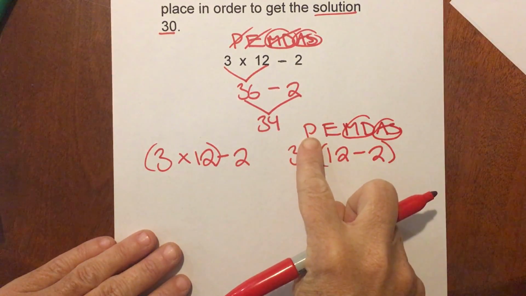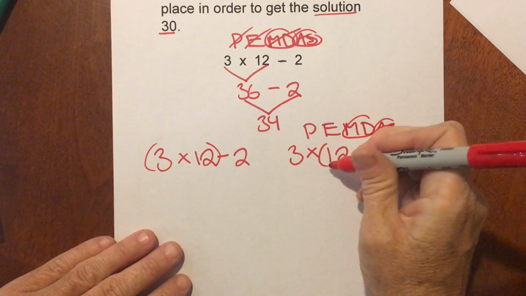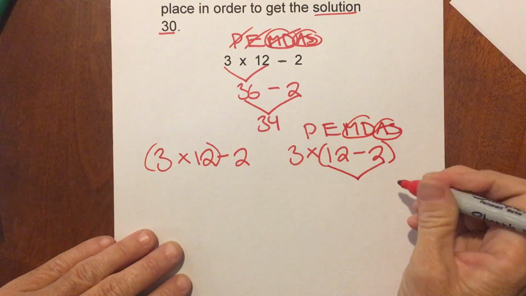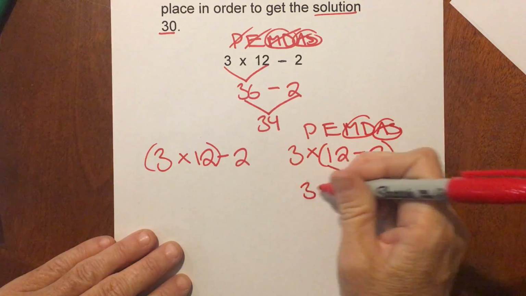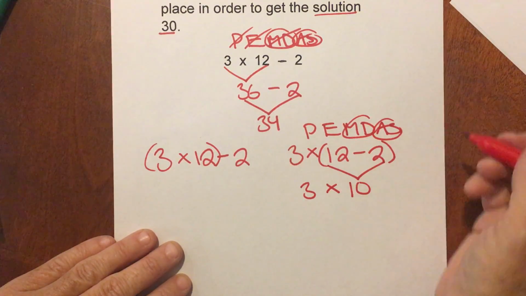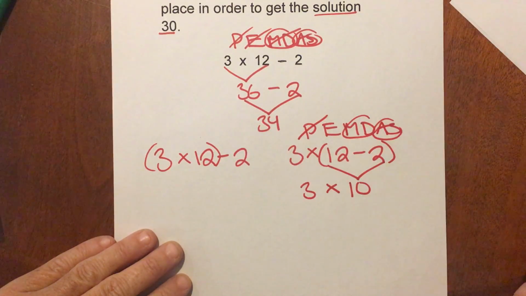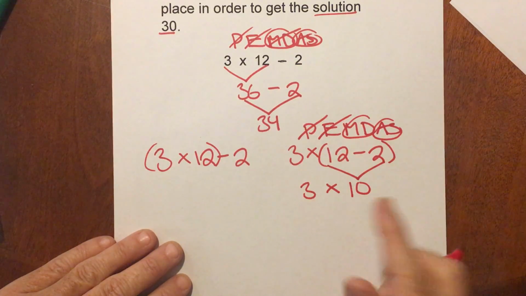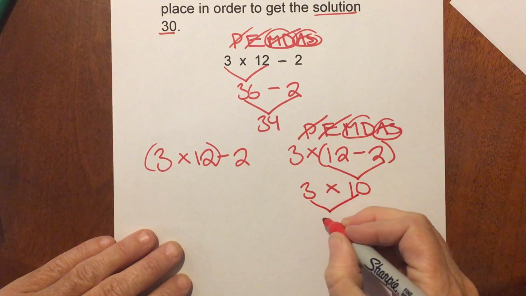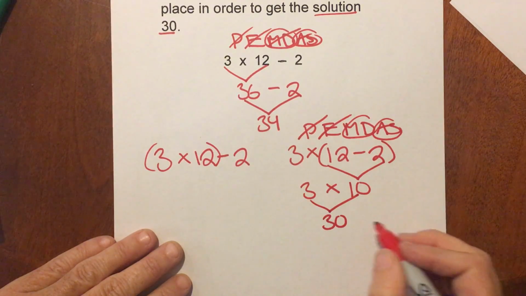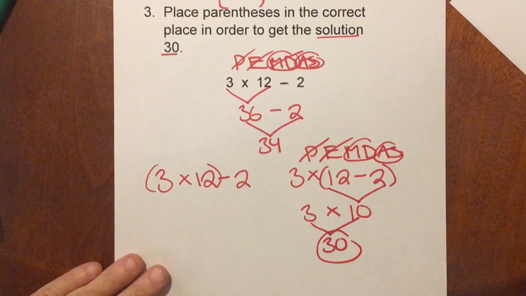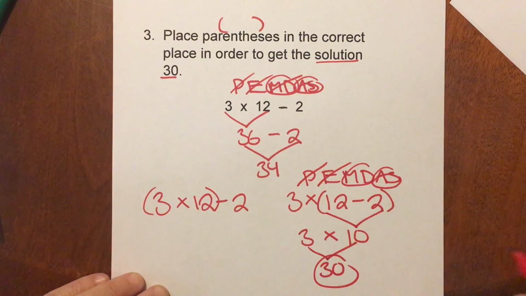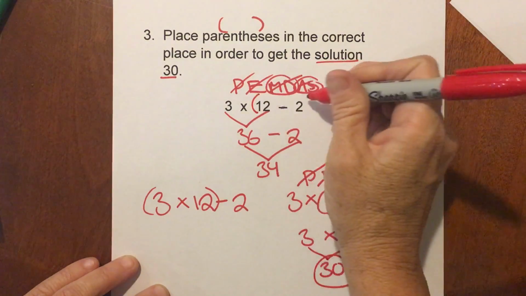Okay, so I'm going to start with my parentheses. Do I have any? Yes. 12 minus 2 is 10. And I copy everything else down. I have no more parentheses. I have no exponents. I do have multiplication or division. 3 times 10 is 30. And I'm done. So where did I need to add the parentheses to get the solution of 30? I needed to add it right there.